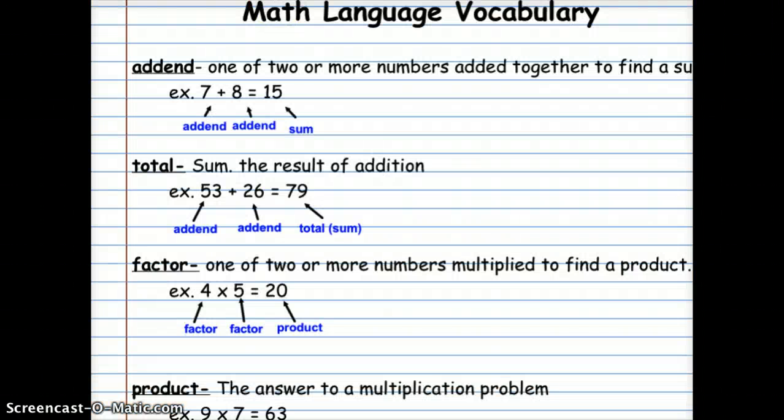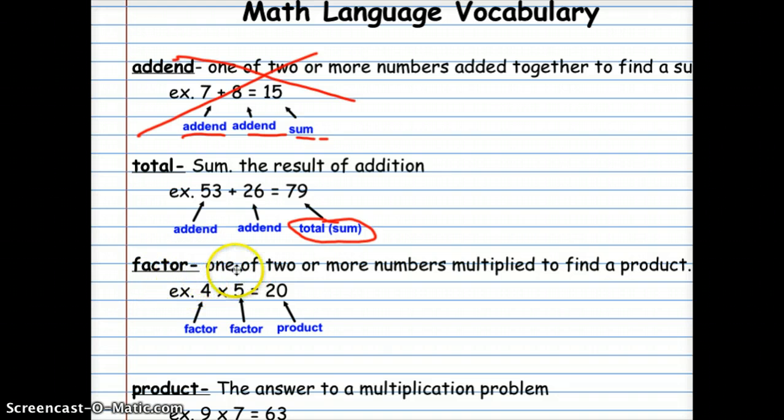Addend should already be in there, so you can actually not write this one. But just as a review, an addend is one or two more numbers added together to find a sum. So we have addend equals a sum. Total, you do need to write, that's the sum, the result of an addition problem. So 53 plus 23 equals 79, that's total or sum.